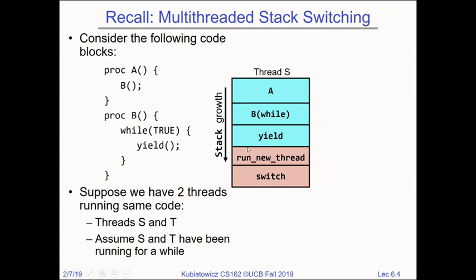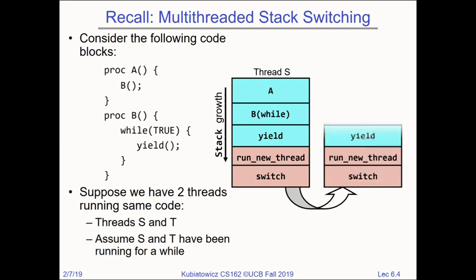That's what this light red is. And then it calls switch. And then what happens? Well, switch, if you remember, all it does is save out all the registers in the context state of thread S. It loads all the registers in the context state of thread T, and then it returns. As a result, switch returns to run new thread, which returns to yield, which returns to B, which then goes back to yield, and so on. But notice, it's a different stack frame.